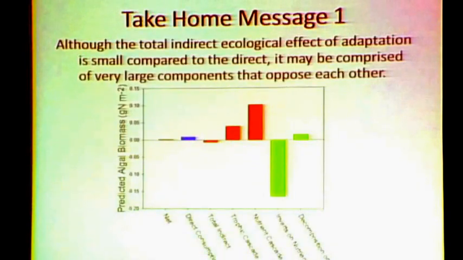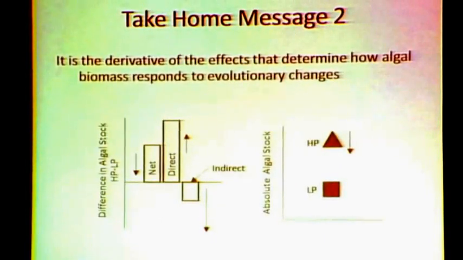So I just want to leave you guys with a few take-home messages. The first is that although the total indirect ecological effect of adaptation is small compared to the direct effect, that indirect effect is comprised of many constituent and very large indirect effects that effectively cancel each other. Second, it's the derivative of the effects that determines how algal biomass responds to evolutionary changes, not the standing stocks. And you can't infer how those will change based off of what you're observing.